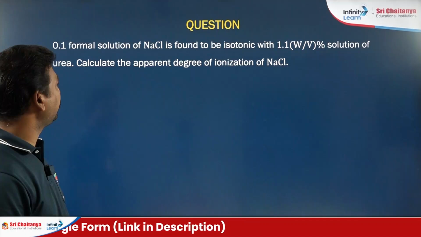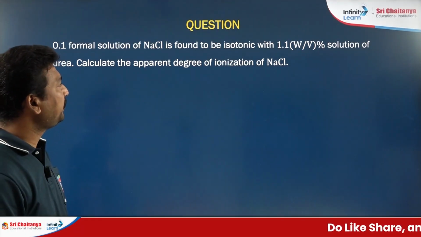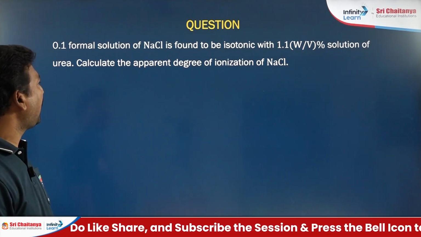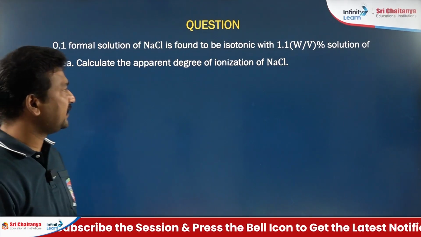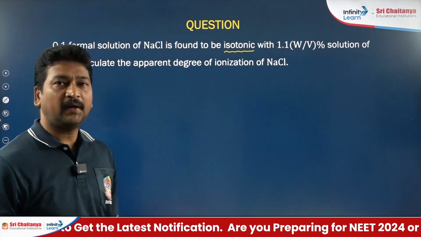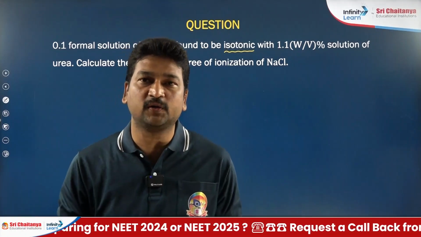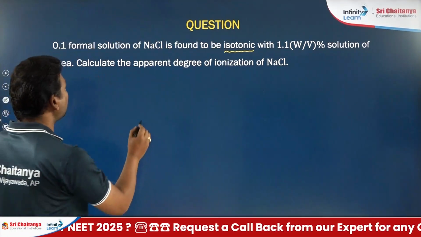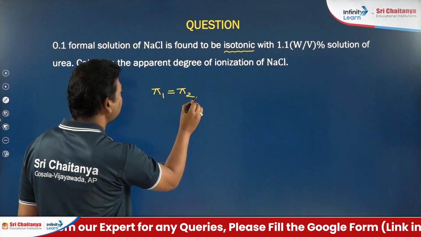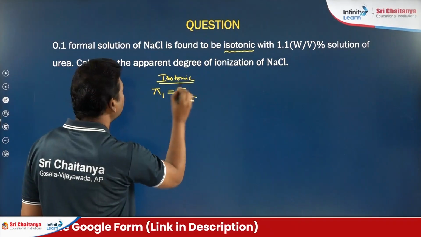0.1 formal solution of NaCl is found to be isotonic with 1.1 weight by volume % solution of urea. Calculate the apparent degree of ionization of NaCl. It is mentioned that it is an isotonic solution. My dear students, when solutions have the same osmotic pressure, we can say they are isotonic solutions. What are isotonic solutions? Solutions with the same osmotic pressure. For isotonic, what is the condition? Pi 1 is equal to pi 2.